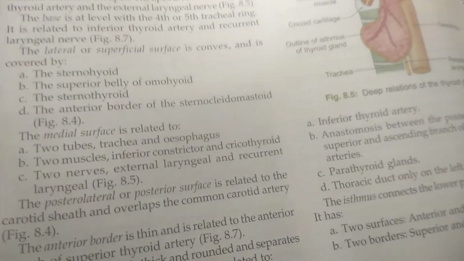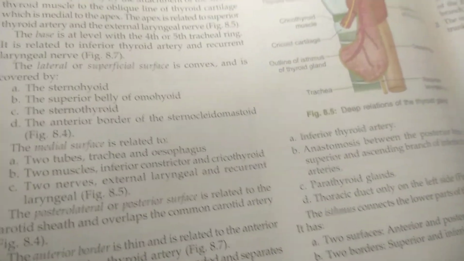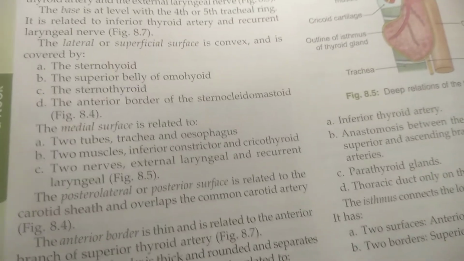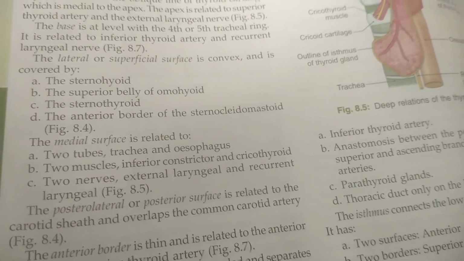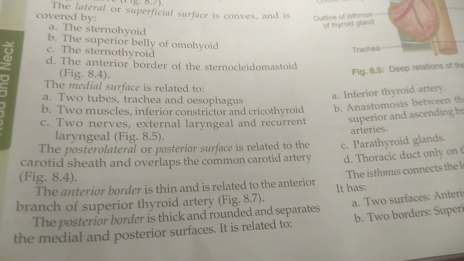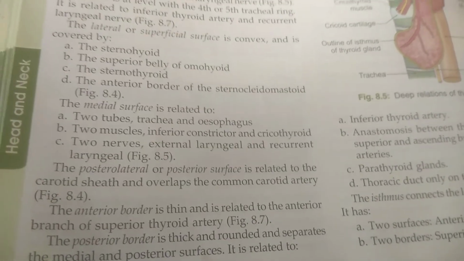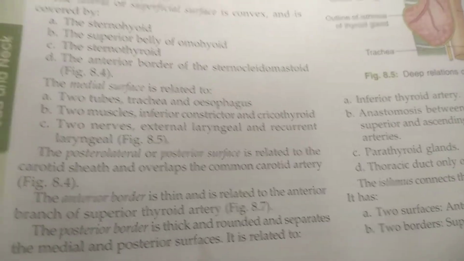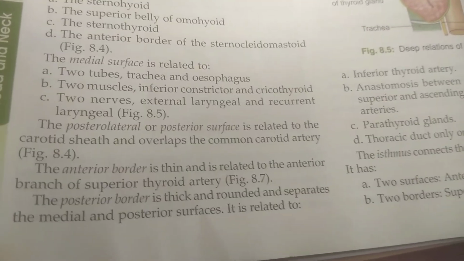So these are the relationships of all the three surfaces. The lateral surface, which you can learn by 4S, the medial surface in the form of two tubes, two muscles and two nerves, and posterior surface is related to the common carotid artery. Okay, these were the three surface relationships. Now next comes the relationship of the borders.